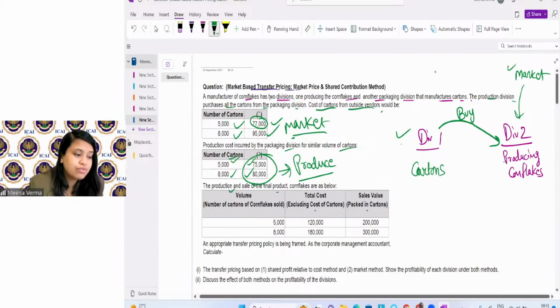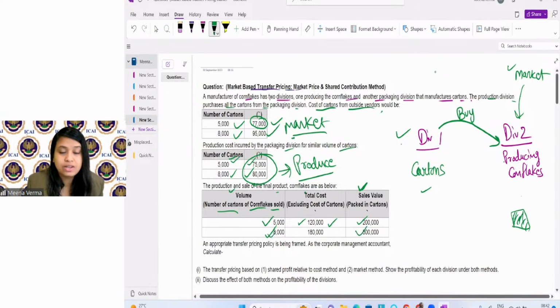The production and sale of the final product, cornflakes. Now look, the final product is cornflakes in a packet. So the final sale value, if you sold 5,000 packets or if you sold 8,000 packets: the total sale value of the cartons with the cornflakes is 2 lakh, and the total cost, including the cost of the cornflakes as well as the cartons, is 1,20,000. Similarly, for 8,000 units, the sale value is 3 lakh.